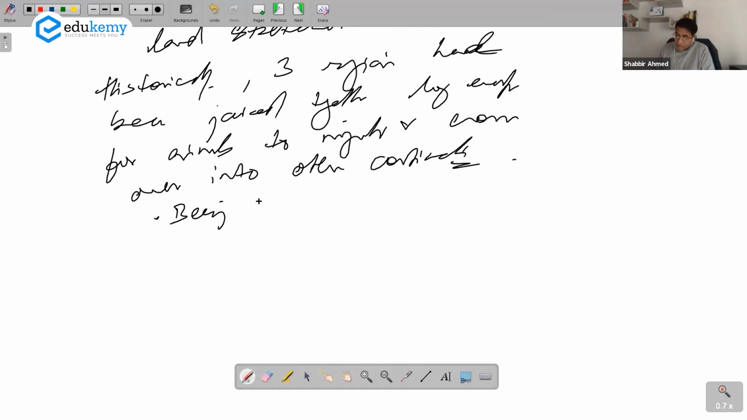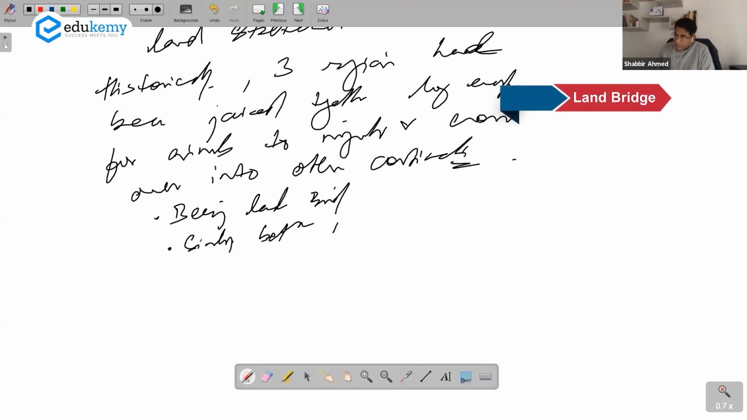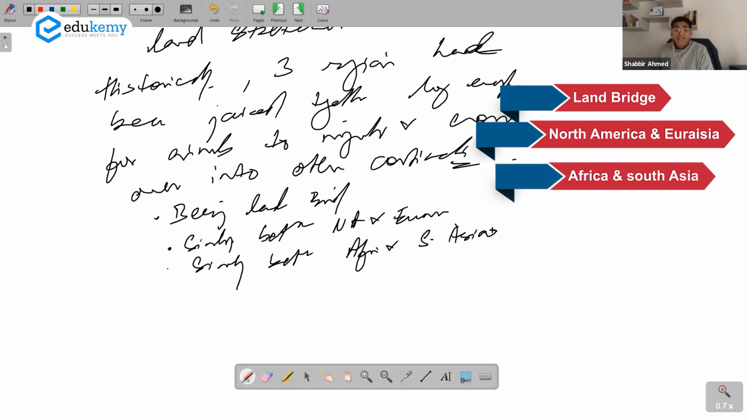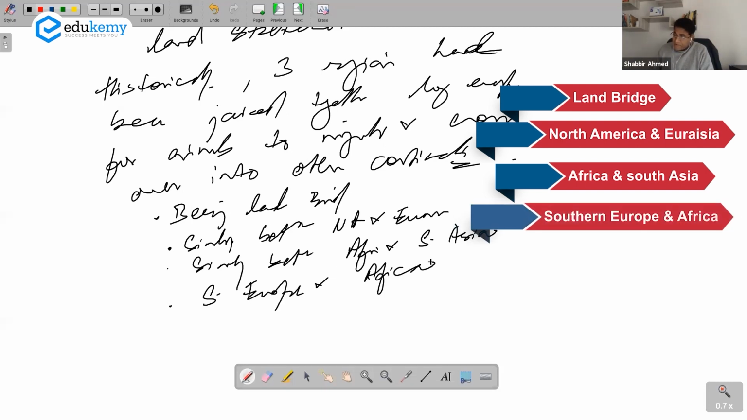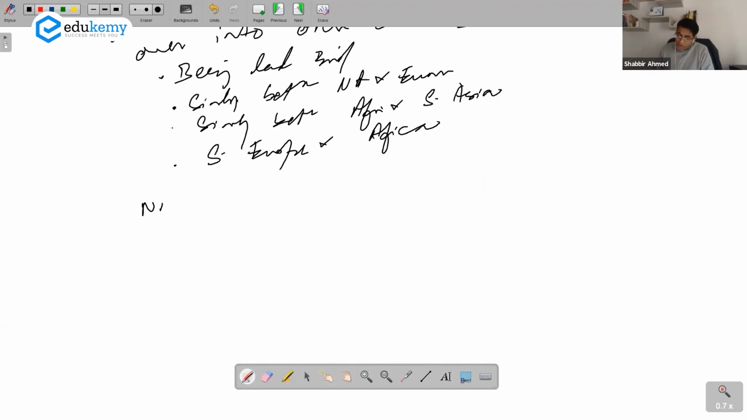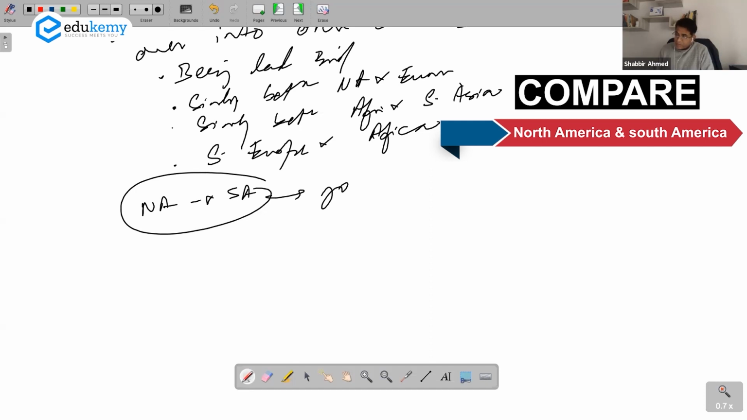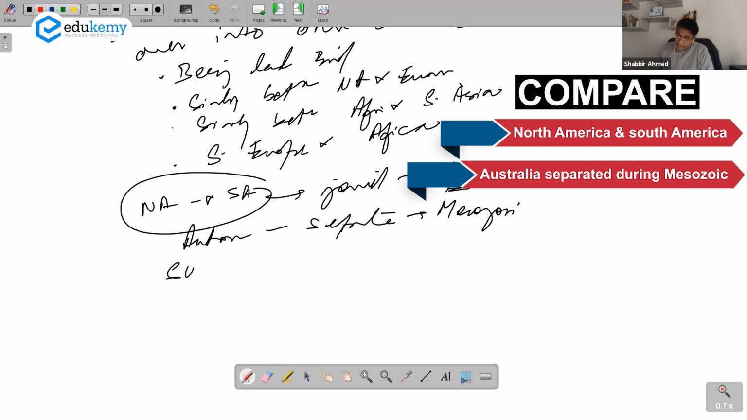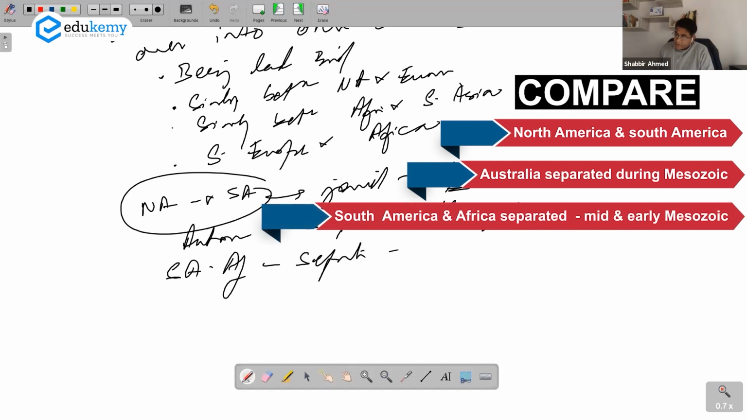Then explain, talk about the Bering land bridge. Talk about the similarity between North America and Eurasia. Talk about the similarity between Africa and South Asia. Talk about the similarity between Southern Europe and Africa. And do compare this with North America and South America, joined recently. Australia separated during the Mesozoic, and South America and Africa separated during mid and early Mesozoic.